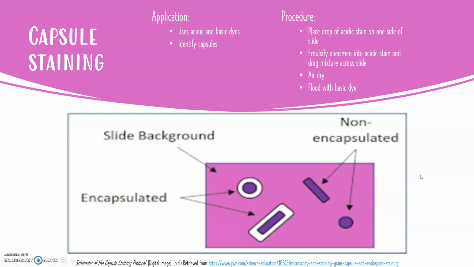So if you look here, you can notice that the background of this slide is kind of like a pinkish purplish color. And then these cells present are going to have a more dark purple color. And then here you have this white area. That is actually going to be your capsule that did not get stained. So these two are going to be your two cells that have capsules, and then these two cells are going to be the cells that do not have capsules.